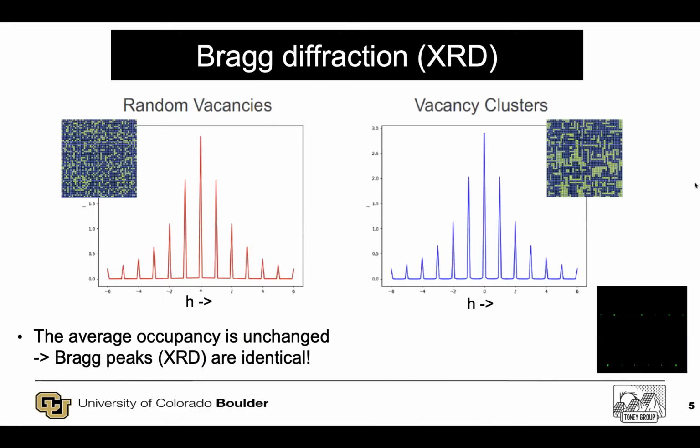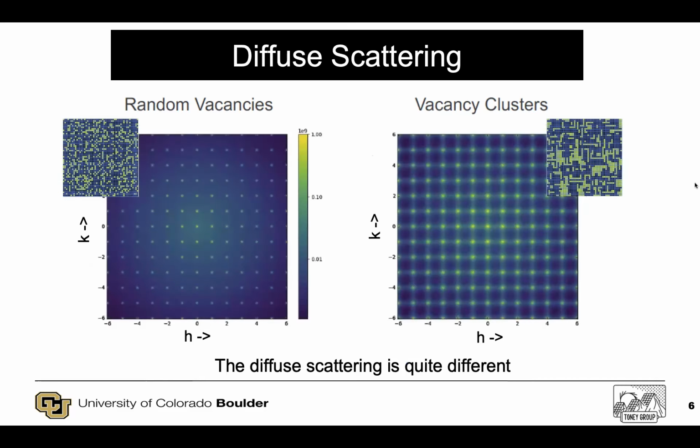So this is now an example of what we get in these two different scenarios. On the left side is the random vacancies, on the right side is the clusters. You don't have to look too carefully to see that these are exactly the same. So the two different structures produce the same Bragg pattern, and we can't tell the difference. So what do we do? Basically, blow up the scale.